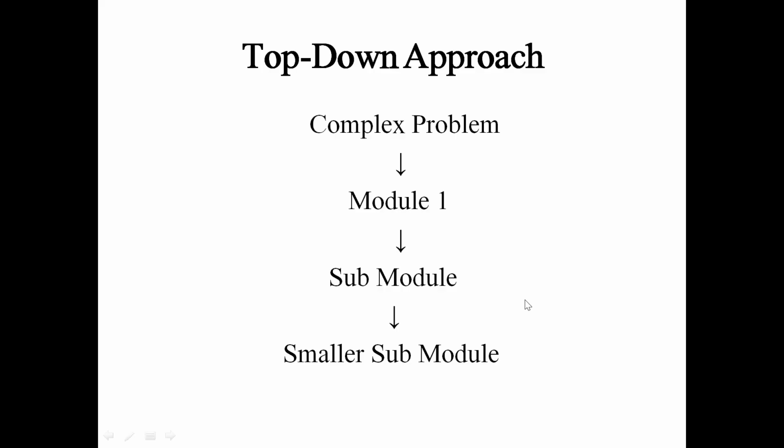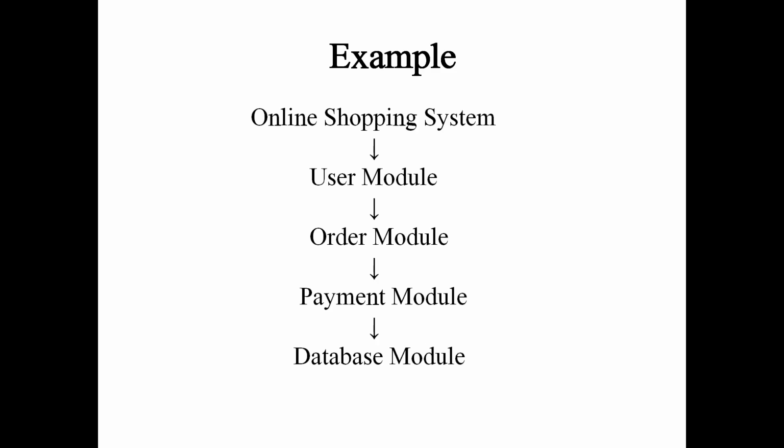Suppose we are developing an online shopping application. Initially, we consider the complete system. Then we divide it into modules: user management module, order processing module, payment module, database module. Further, each module can be divided into smaller submodules. This is a top-down design.